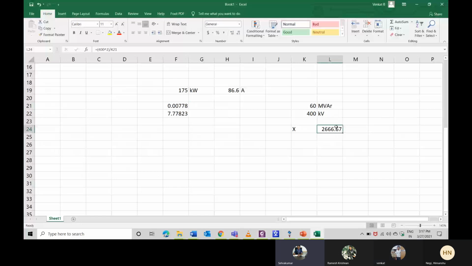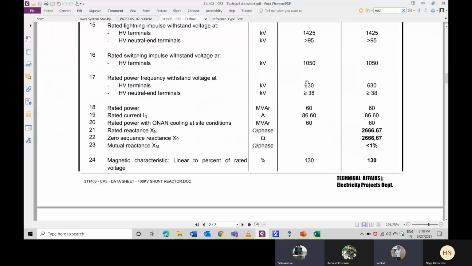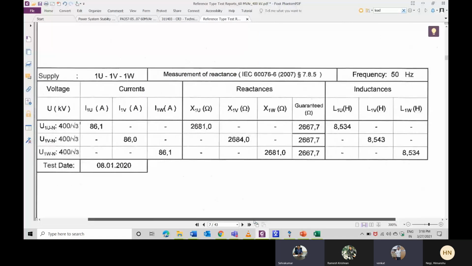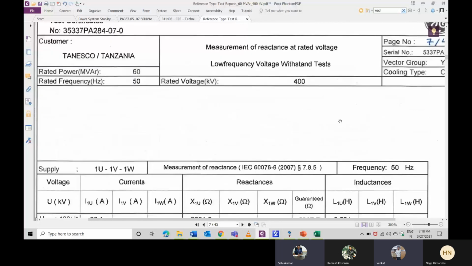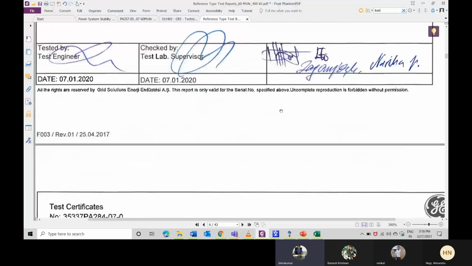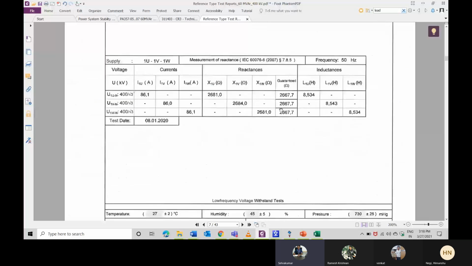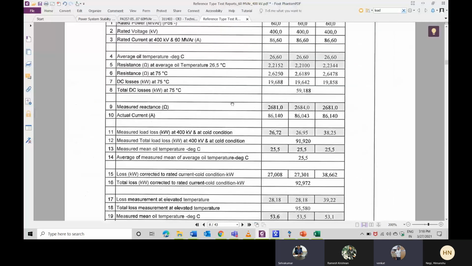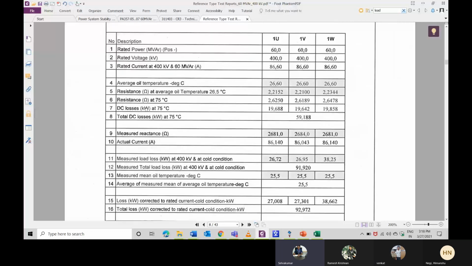Can you go to the FAT report, Venkat, to match this resistance R 7.7? Sir, here this is only reactance and inductance. There is no resistance. Can you look at the losses? Somewhere they might have given it in the FAT report. They have definitely measured the efficiency or losses. Yeah, DC losses. You can find out the resistance from that.